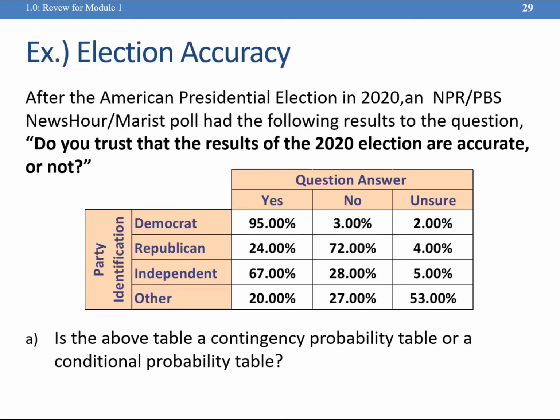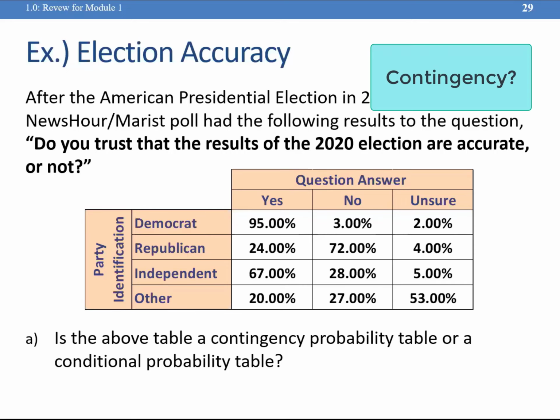So this matters when you're reading probabilities, especially when you're reading news information. Know what kind of probability you're reading. It's really relevant in terms of your interpretation of the material. So is this a contingency table or a conditional table? Almost everybody in my sets have been saying contingency.